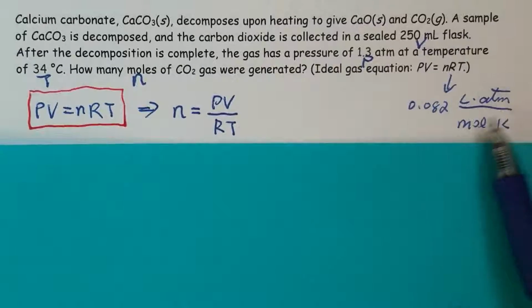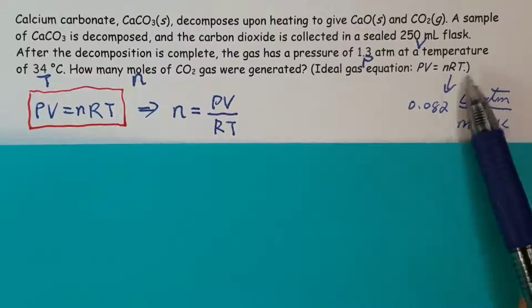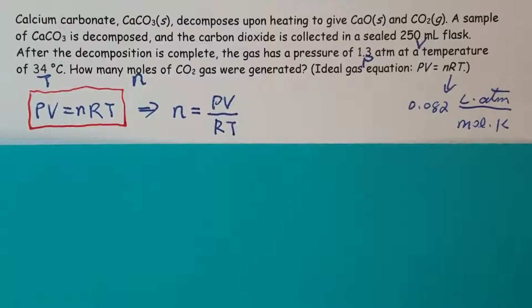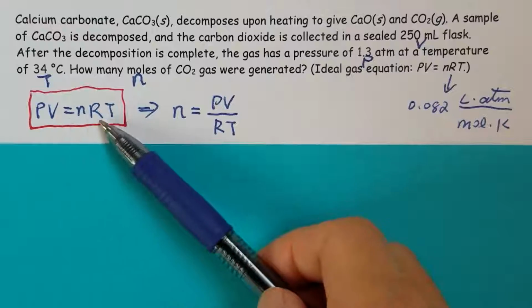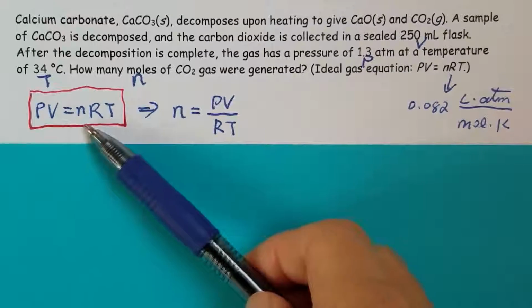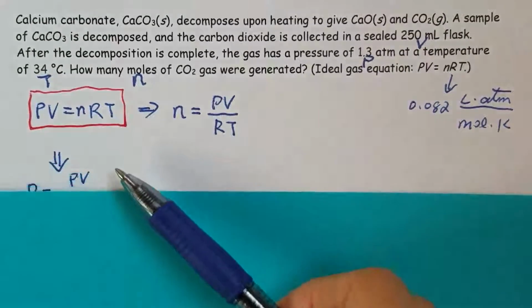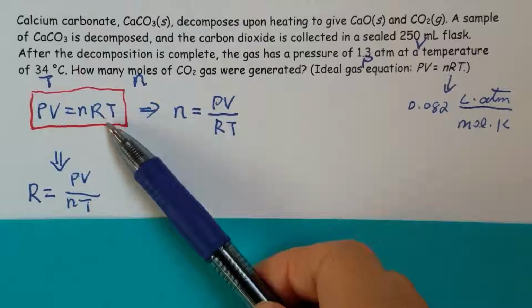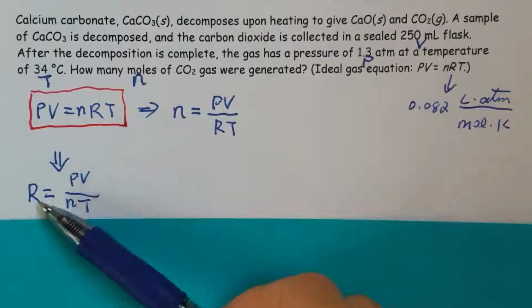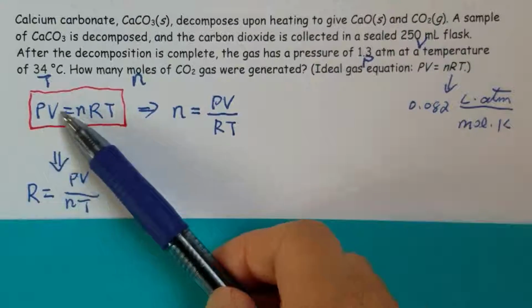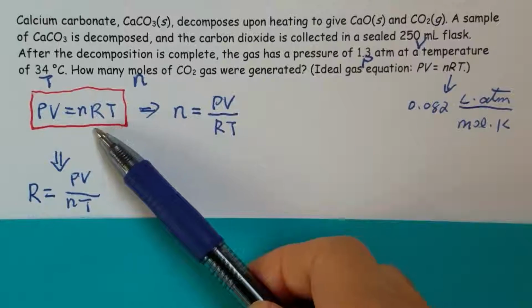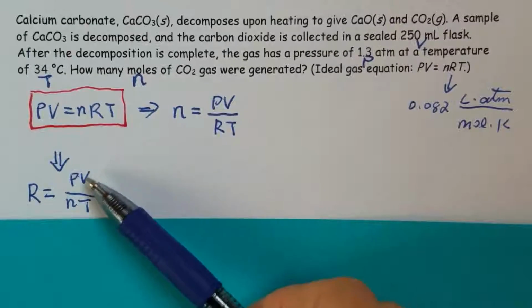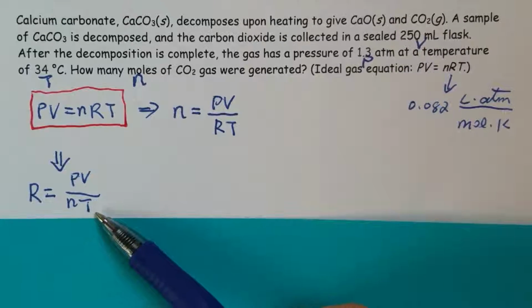If you feel it's difficult to remember the units for the R constant, here is the trick. Remember, you have to know the key equation for the ideal gas law, PV equals nRT. And now from that equation, let's write the equation for R. R equals, again, PV, we don't change it. And now we have n and T, we move to the other side. Then R equals PV over nT.